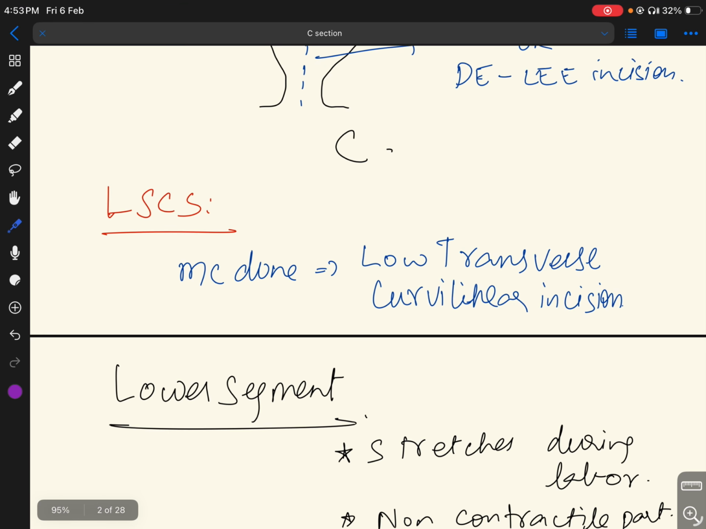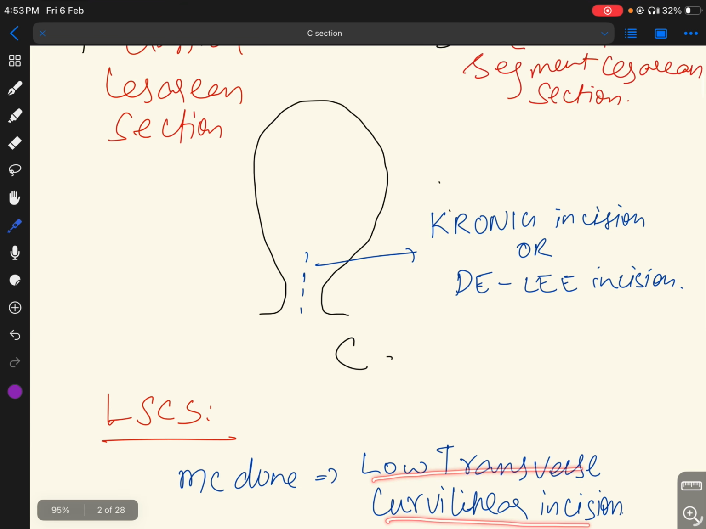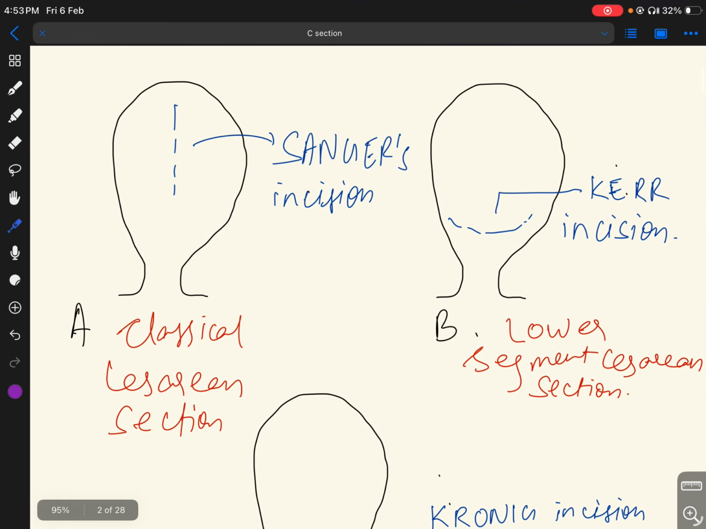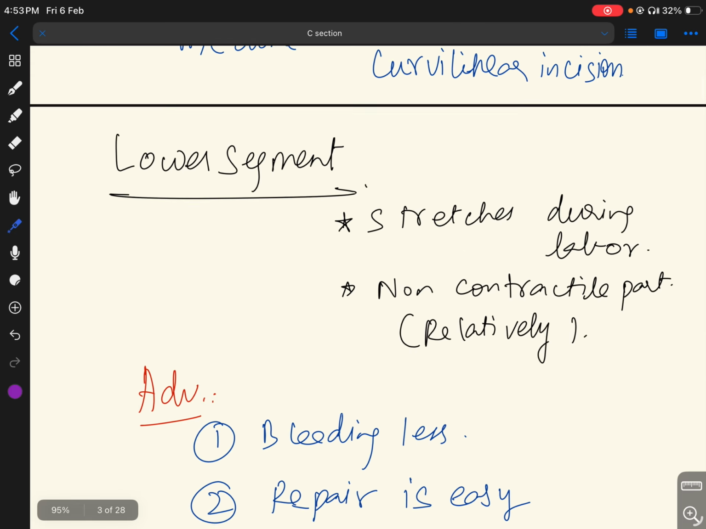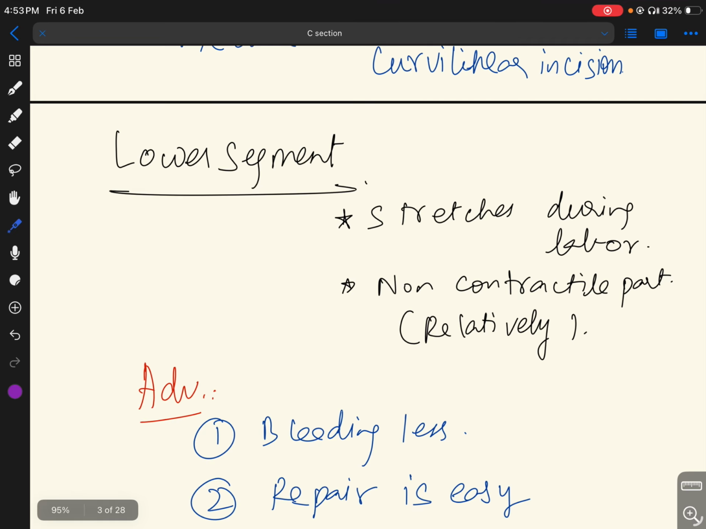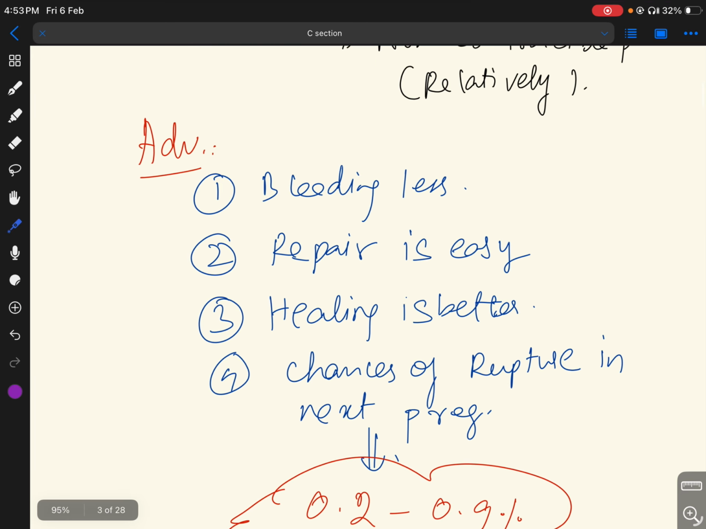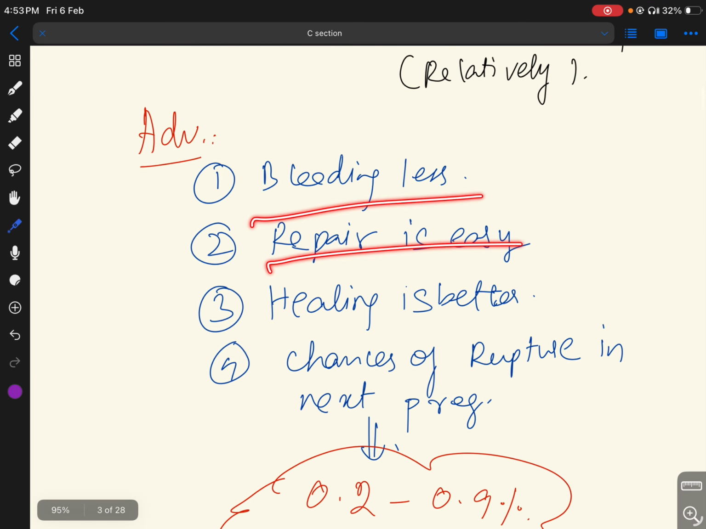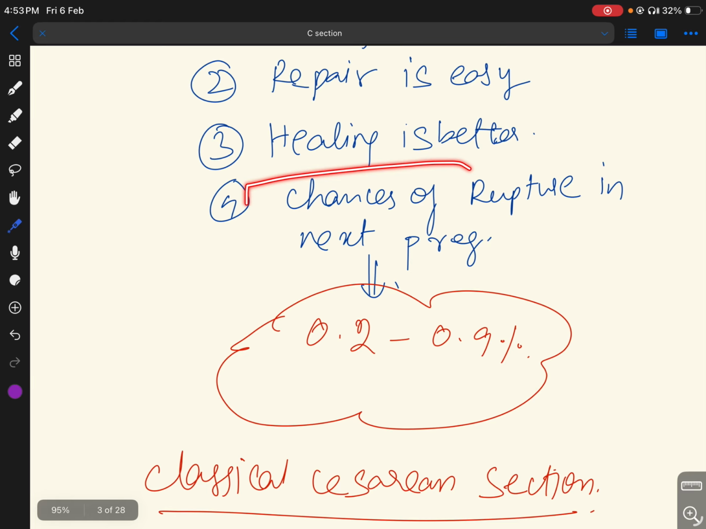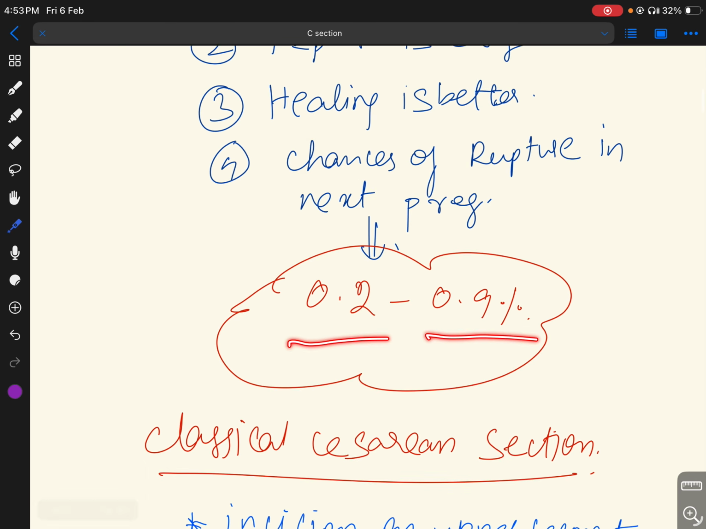LSCS is most commonly done. It is a low transverse curvilinear incision. As I said, it is also called Kerr's incision. So the lower segment stretches during labor and it is a relatively non-contractile part. What are the advantages? Bleeding is less, repair is easy, healing is better, and chances of rupture in the next pregnancy is very less, that is 0.2 to 0.9 percentage.